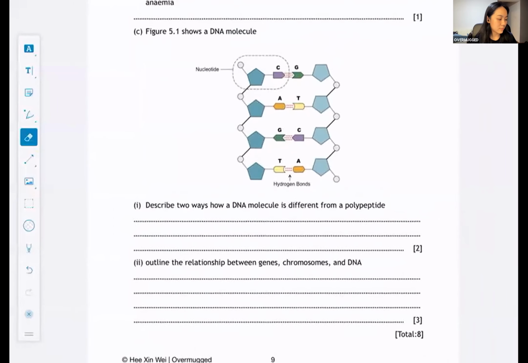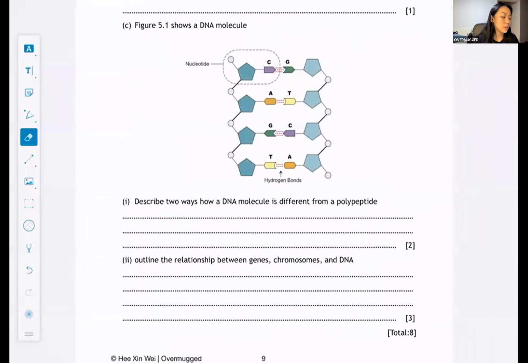Okay, this part. The two ways how a DNA molecule is different from a polypeptide. This kind of question is totally not something that is in your notes. They don't tell you that in your notes, but when it comes to this kind of compare and contrast question, you have to compare point to point, right? So just start thinking of what your DNA molecule is like and what your protein or polypeptide is like.